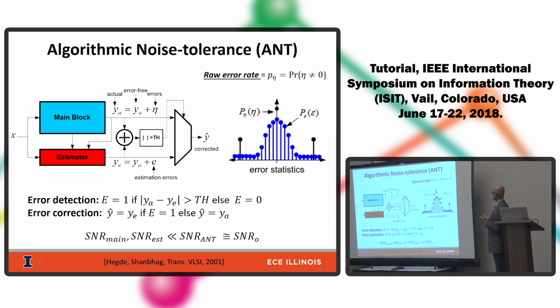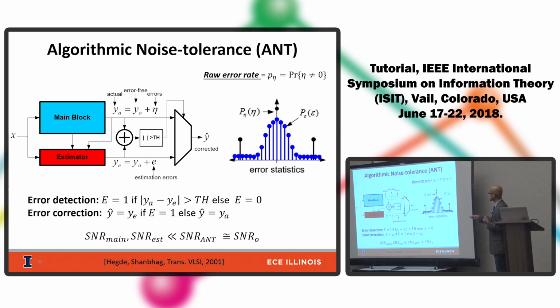Now, it's very typical for us to see, for example, MSB errors at the output, and that's the error PMF of eta, those black dots, and the one in blue is your estimation errors, right? So they're very different from each other, and because they're so disparate, the error detection is very simple. You take the two outputs, compare them. If the difference is greater than a threshold, then you claim there is an error, and you take the estimator output as the corrected output. Otherwise, you take the main block output, assuming that the gap is small, the gap is there because of estimation errors, so the main block is probably not making any errors. So let's take its output, right?